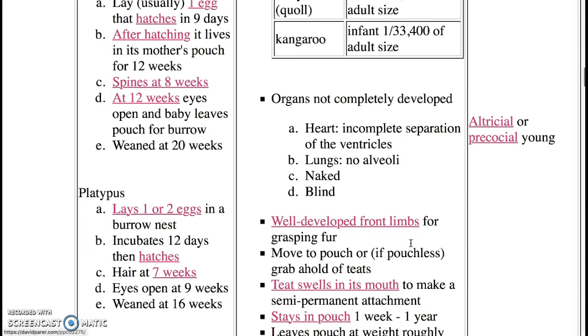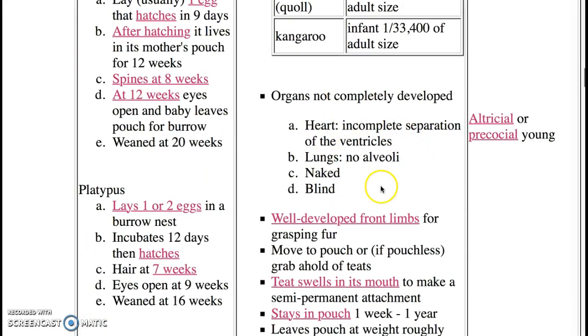This lack of development means that much of the physiological structures of the infant are incomplete. So the heart is not four-chambered yet. And the lungs don't have the bubbly structures that gas exchange occurs across.